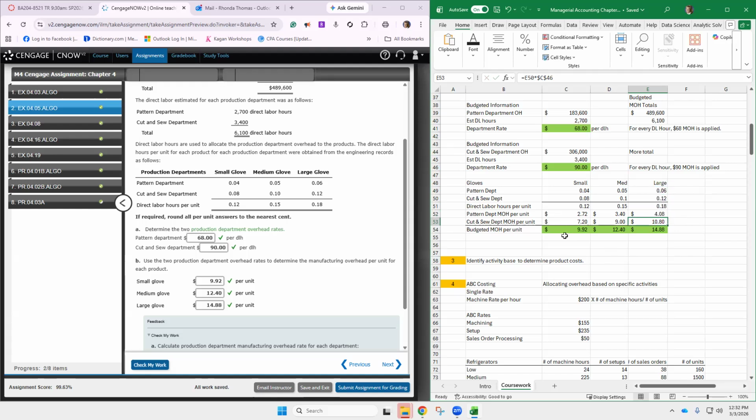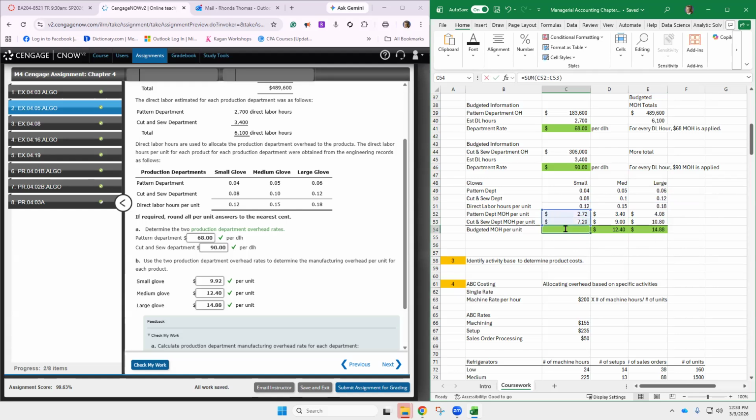Now we're ready to use the time for the pattern department. Okay, so I have to remember pattern is the second line. 0.08 times 90 gives us 720. 0.1 times 90 gives us $9, and 0.12 times 90 gives us 1080.